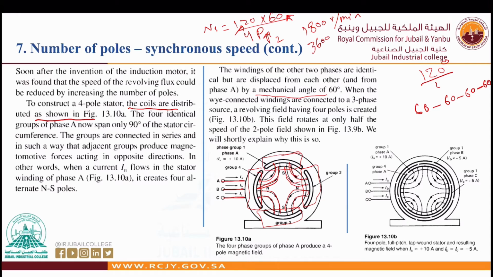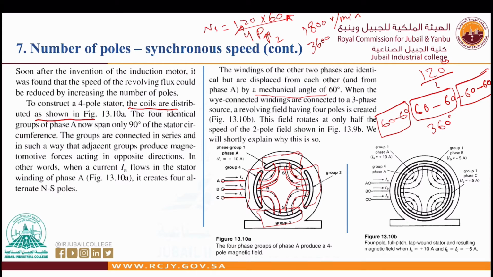Okay, this is for one winding, this is for the second winding, and we will have 60 for the third winding. Then we will have 360, which is a complete circle, sorry. So this is when we have the source, a revolving field having four poles. Four poles are created.